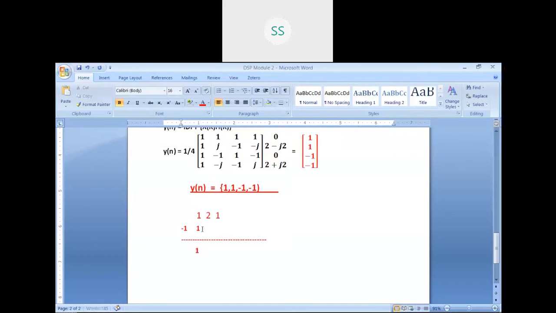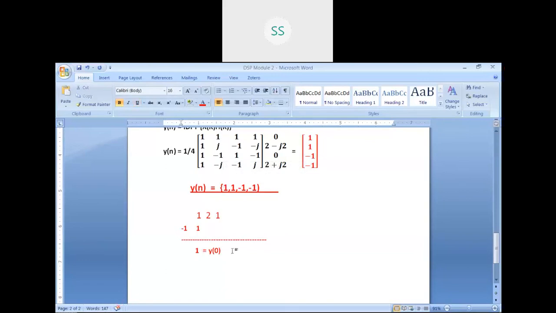This is the 1. So this is what we are actually generating. This is the y of 0 sample. This is y of 0. So now here also we have got y of 0. So this is y of 0, 1.